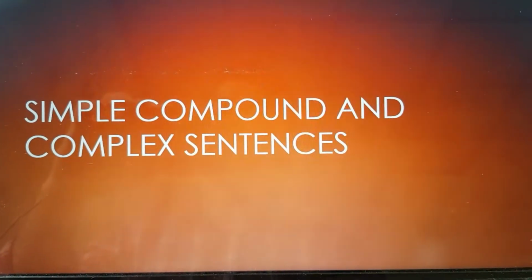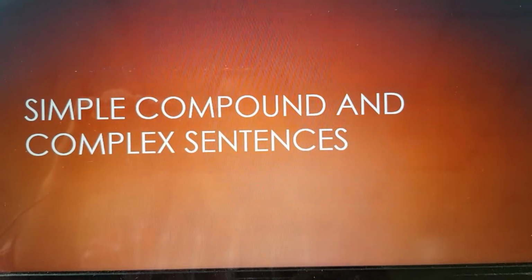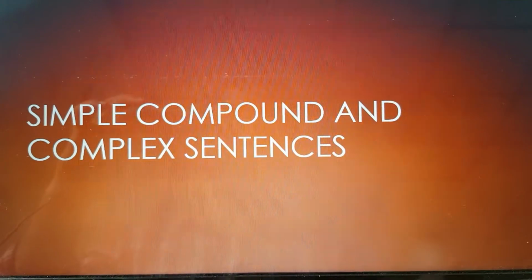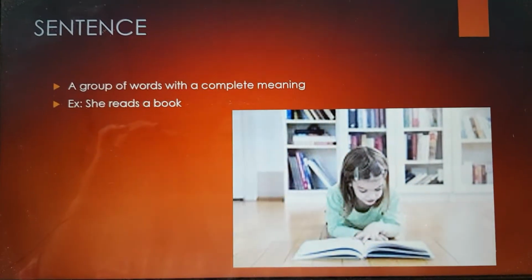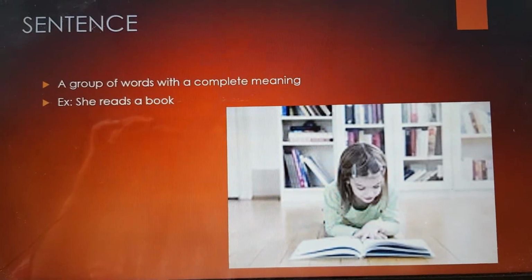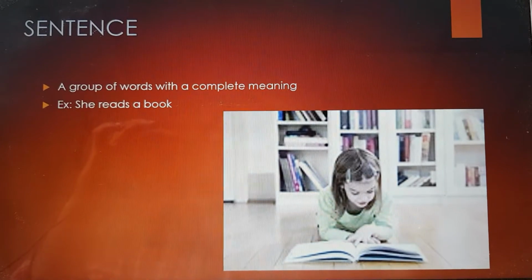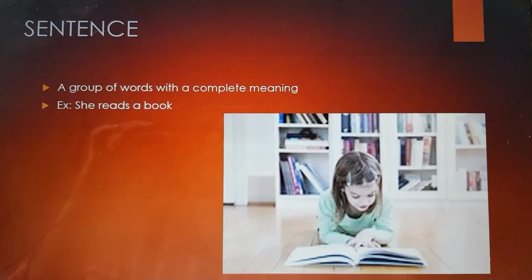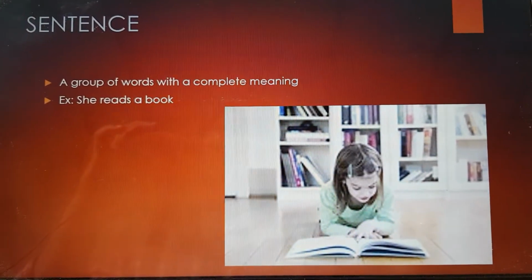Now, in this YouTube video, we'll be learning simple, compound and complex sentences, and how to convert a simple sentence into a compound sentence and a compound sentence into a complex sentence. So here, if you look at this slide, first I would like to introduce you to the sentence. Before you learn anything, you should learn the definition of a sentence. A group of words with a complete meaning is called a sentence, like: she reads a book.